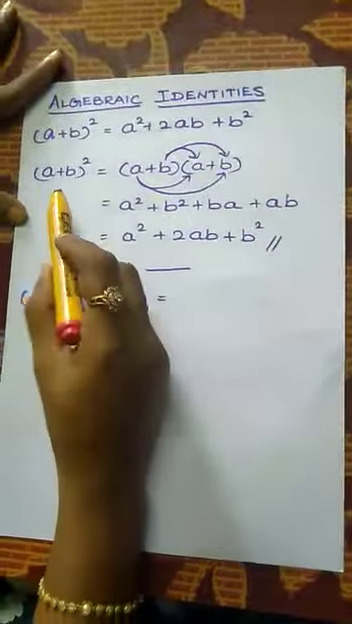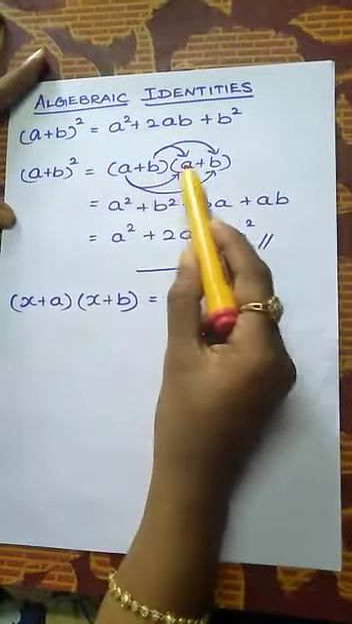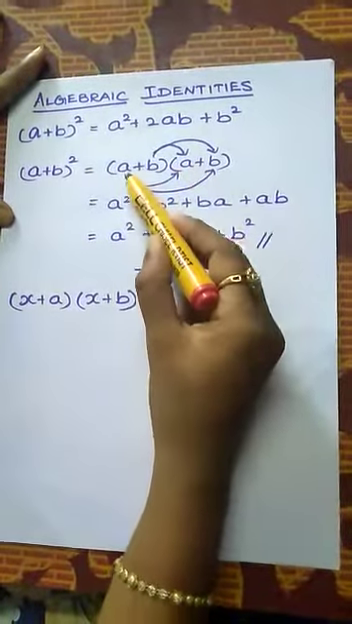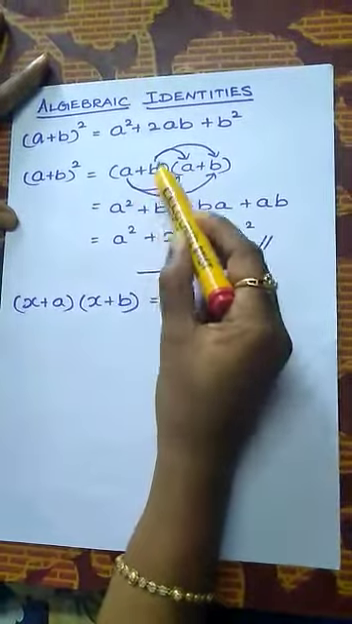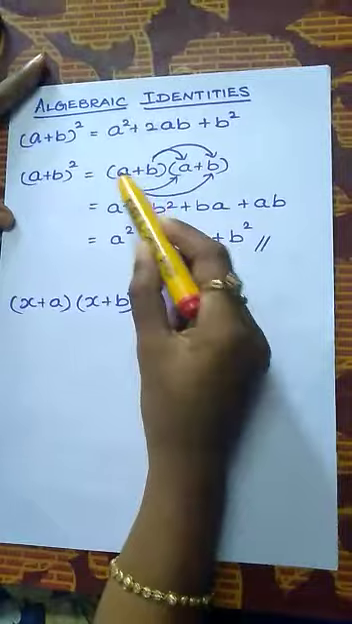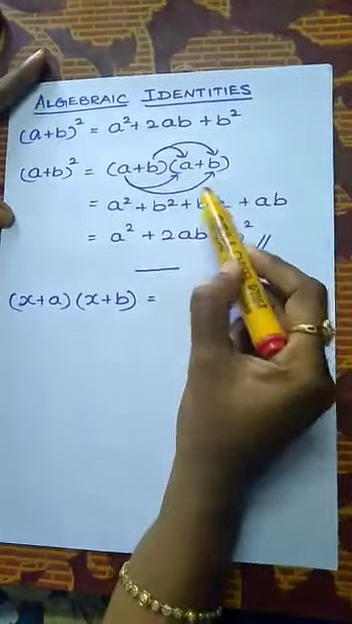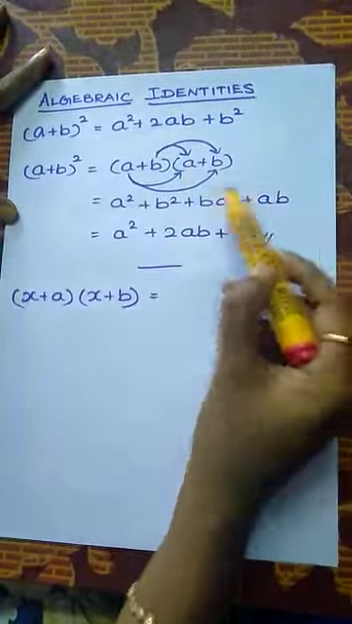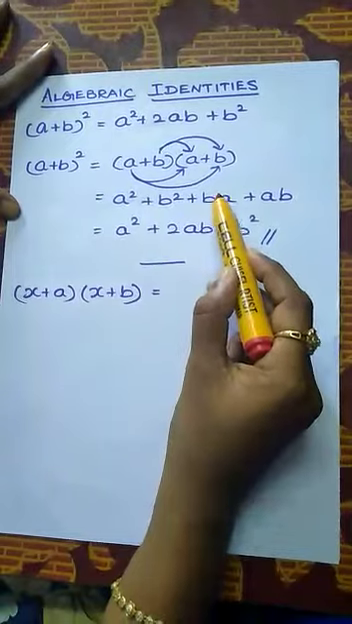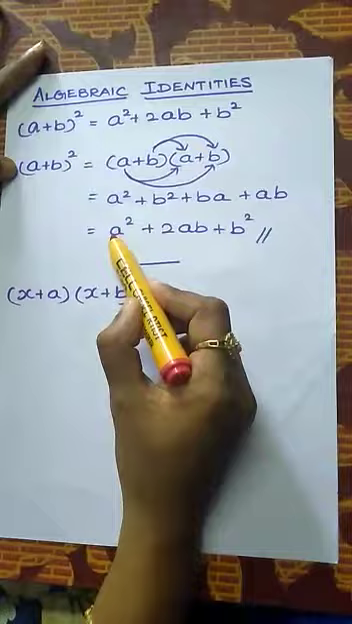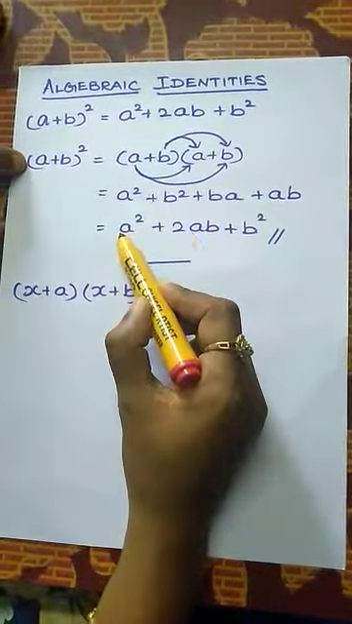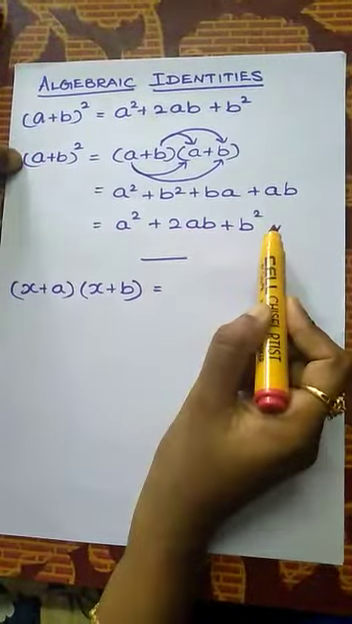How can we write (a plus b) the whole square? (a plus b) into (a plus b). Now multiply the values, normal multiplication only. A into a, a square. B into b, b square. A into b, ab. Next one, b into a, ba. We have to add the values, 1ab, 1ab, that is 2ab. So the formula (a plus b) the whole square is equal to a square plus 2ab plus b square.